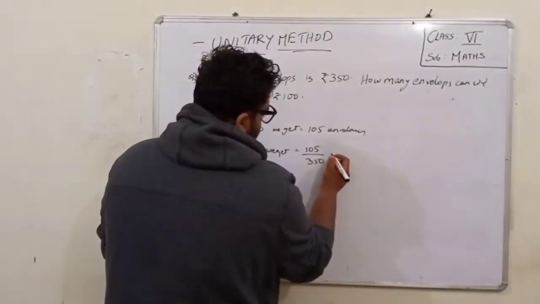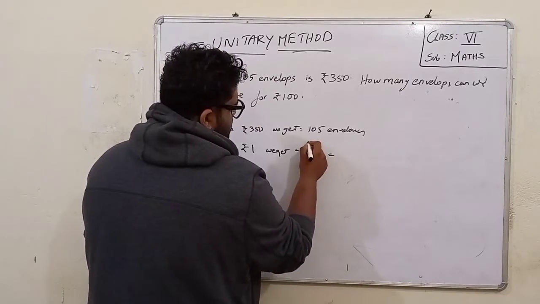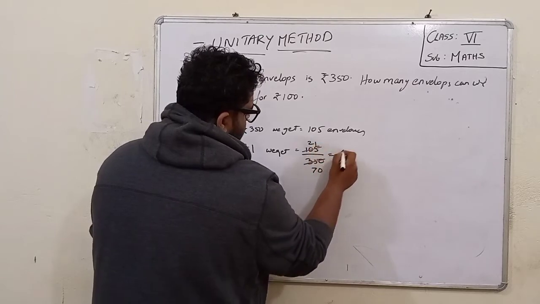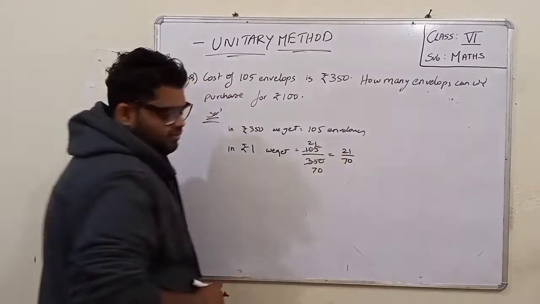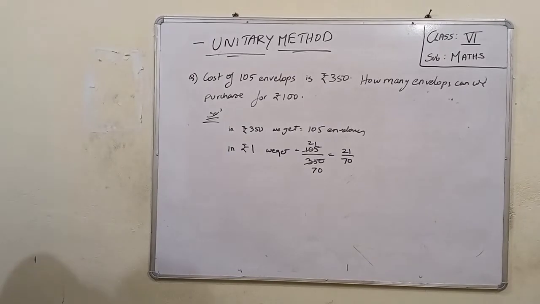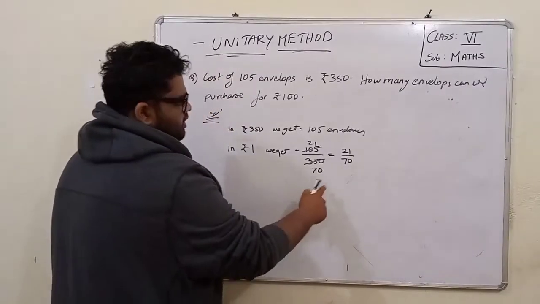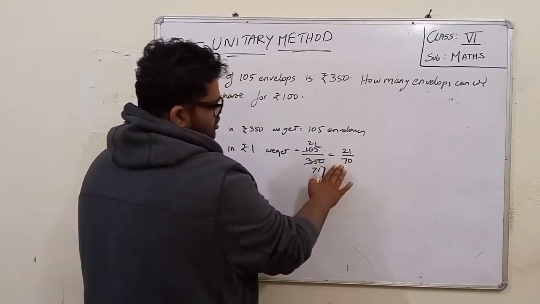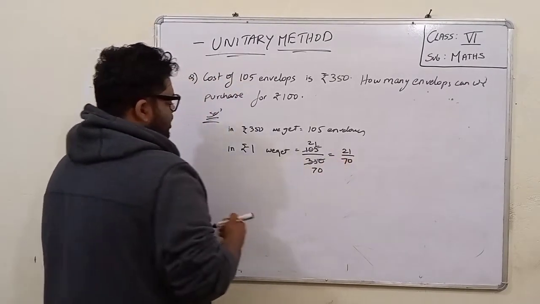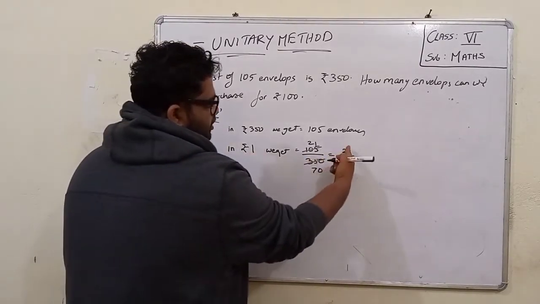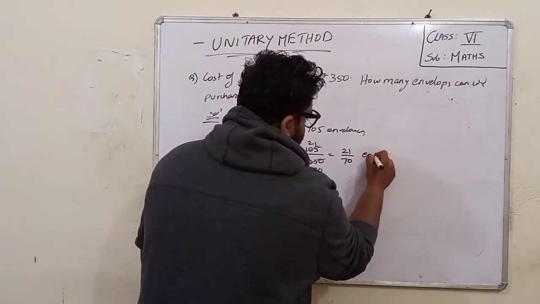Now, solving it, 5 2s are 10, 5 1s are 5, 5 7s are 35. We get 21 by 70. Now, can we solve this further? No. So in 1 rupee, we get 21 by 70 envelopes.